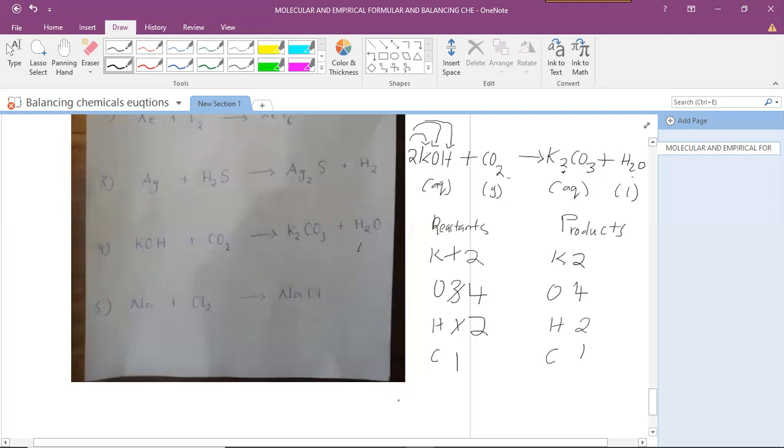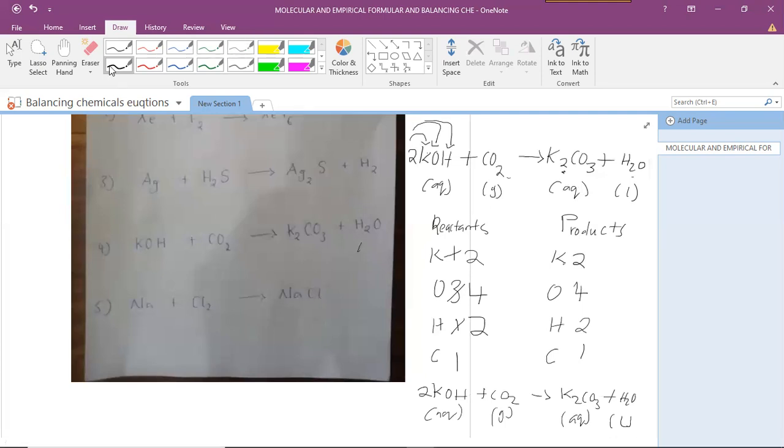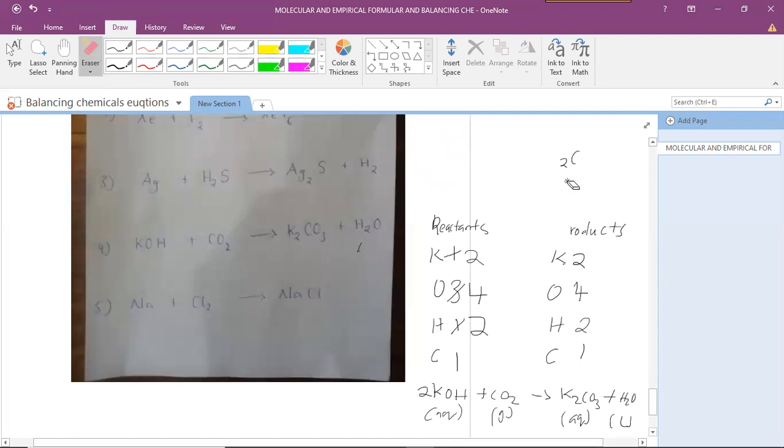So the balanced chemical equation will be 2KOH plus CO2 to give us K2CO3 plus water, state symbols: aqueous, gas, aqueous, liquid. That's how you balance chemical equations. The last one is so simple. Please practice this, watch this video so that things just go very easily.